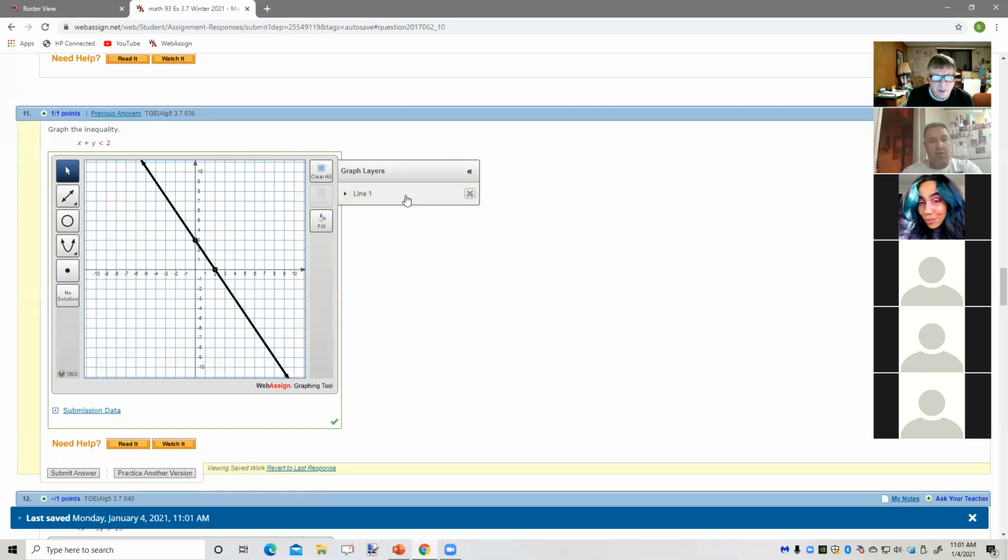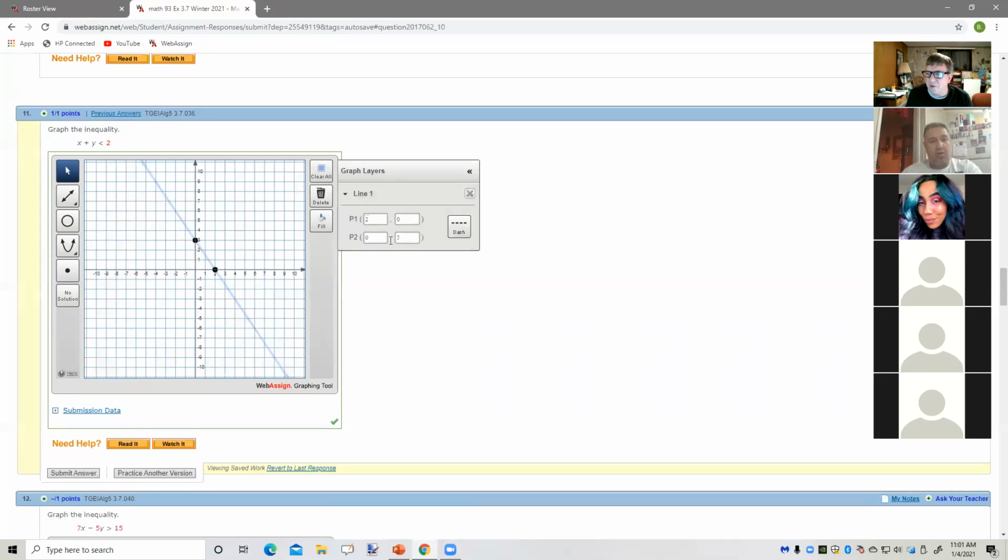Well, if I go here and I click on this, notice right here, those are the two sets of coordinates for the points. I wanted 2, 0, and 0, 2. So I can go in here and change that to the correct point rather than starting over.